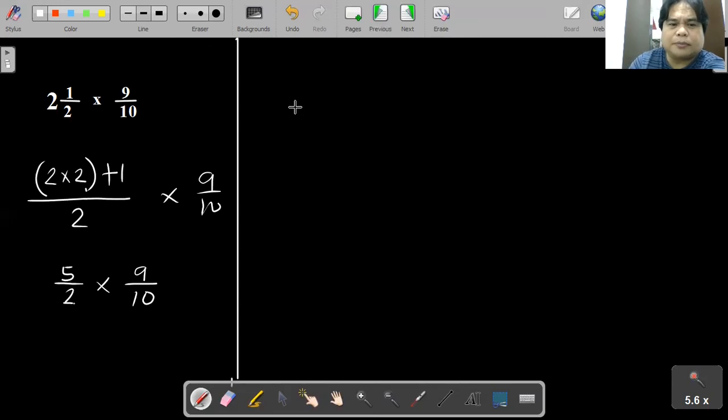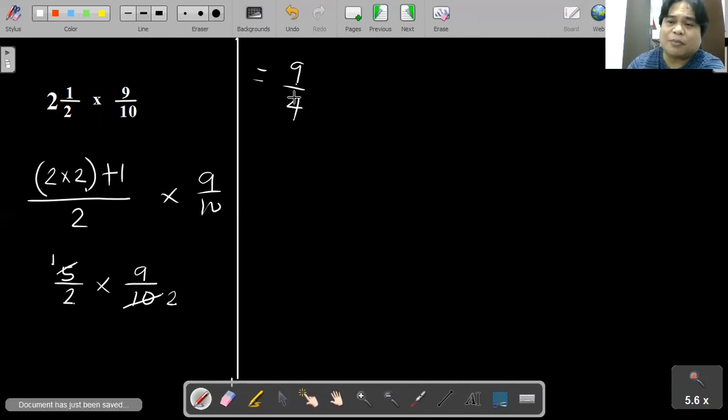So to not lengthen the process, we can simplify the fractions first before multiplying them. Once again, you have 5, and from the other fraction you have 10 as the denominator. Both of them are divisible by 5, so the 5 cancels out, leaving 1, and the 10 leaves 2. Now you just have 1 times 9, you get 9, and 2 times 2, you get 4.